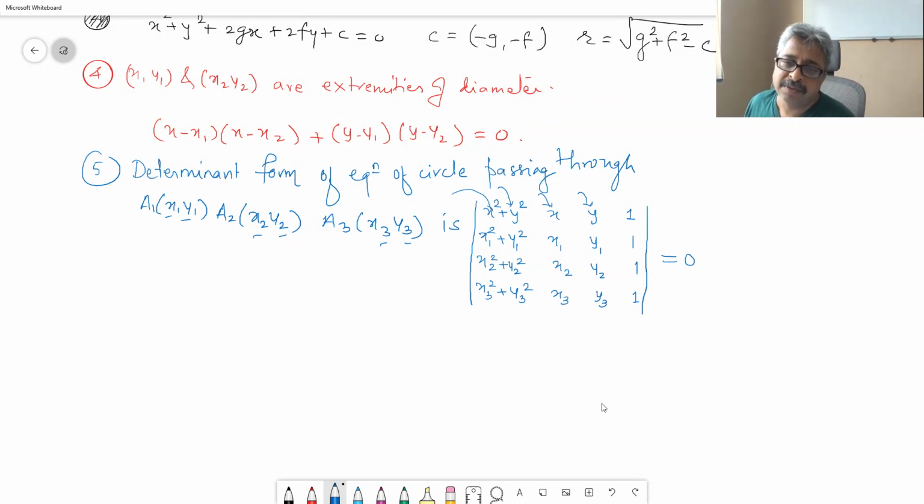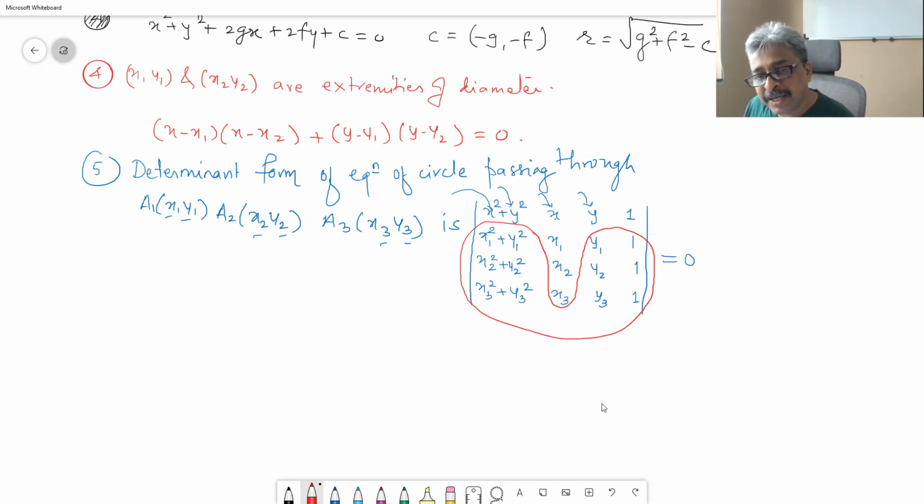Understood? Then maybe we expand this using this row. Then the second term will be minus x multiplied by this determinant. Again, it is a constant, so constant times x, plus y into which determinant?